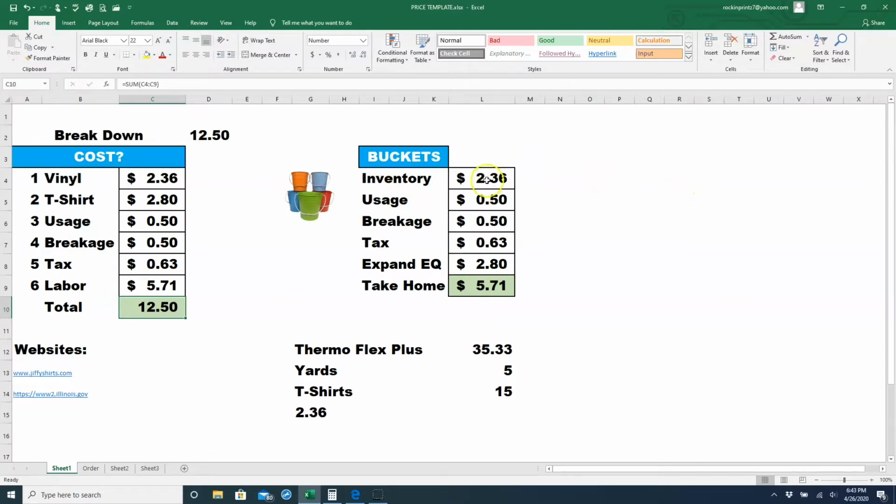Okay, all these items are going to go into these buckets. So $2.36 is going to go towards your inventory to replenish. Your usage for your time, and your depreciation is going to be 50 cents. Your breakage is 50 cents. Your tax, we know it's 63 cents. And we want to add expand equipment.